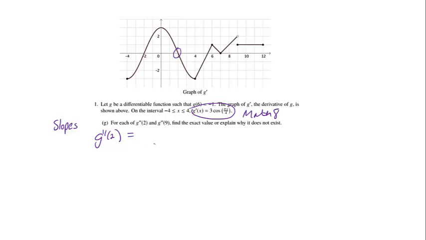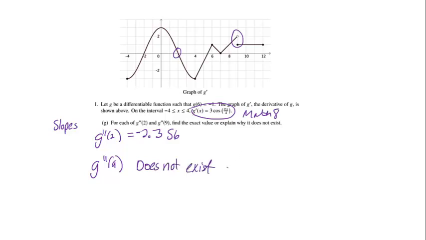I got -2.356. All right, and then g double prime of 9. If I look at 9, I notice things are happening here. The biggest thing is that if I'm looking for the slopes, they're not the same. So I'm going to say this does not exist. It's not even continuous.